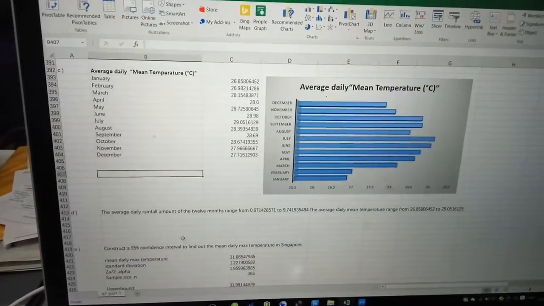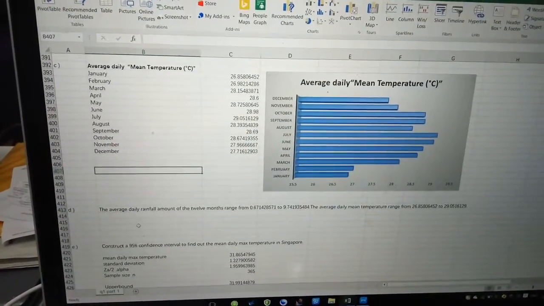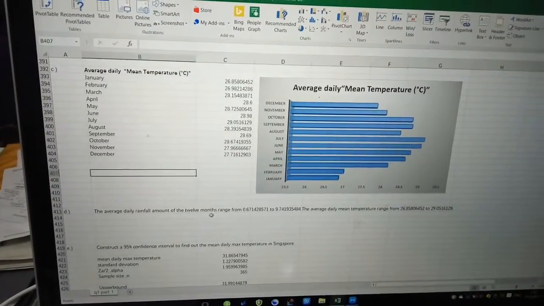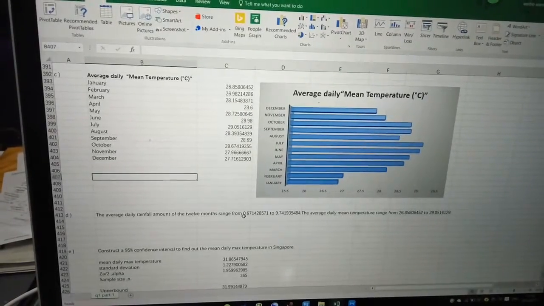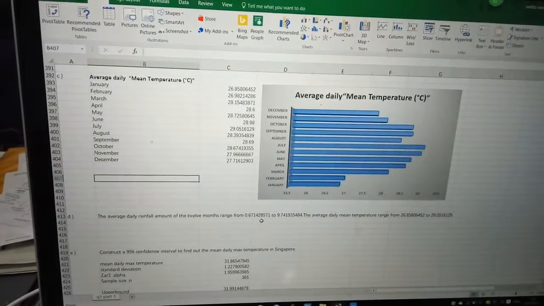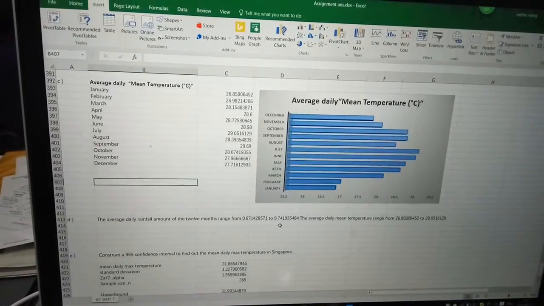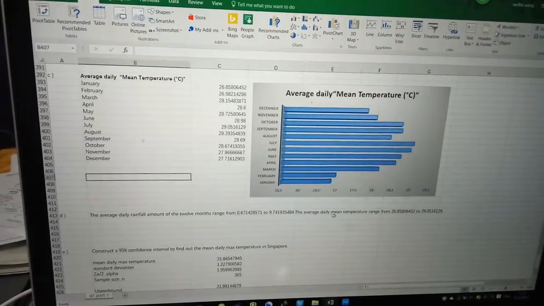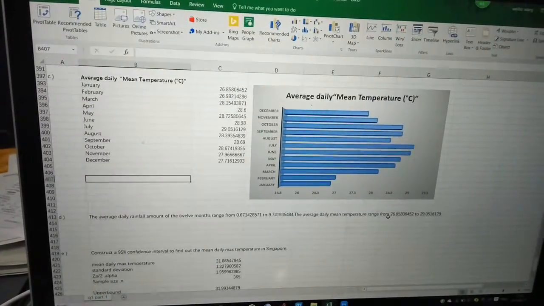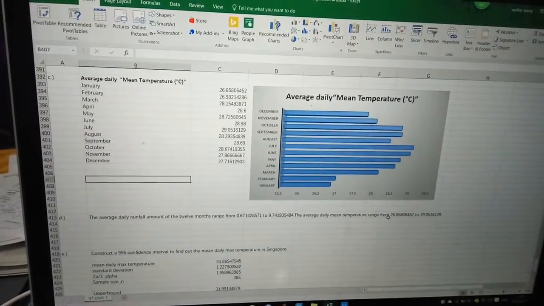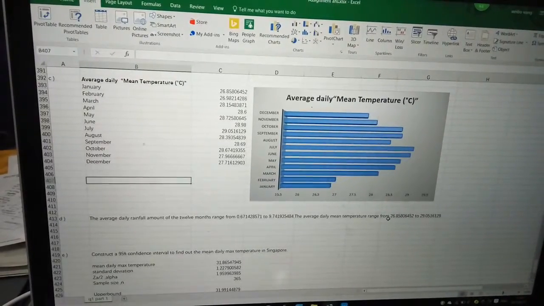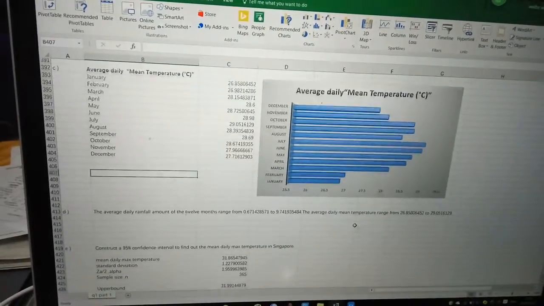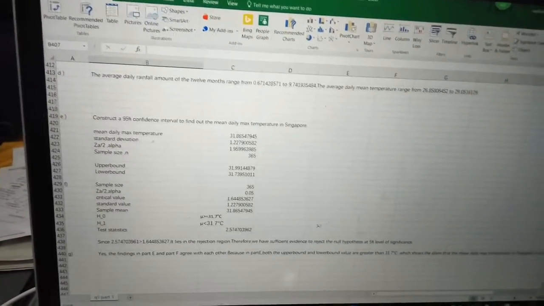Okay, so my findings for these questions is that the average daily rainfall amount of the 12 months range from 0.67142857 to 9.74193584. The average daily mean temperature range from 26.85806452 to 29.0516129. So this is my answer for part 1.